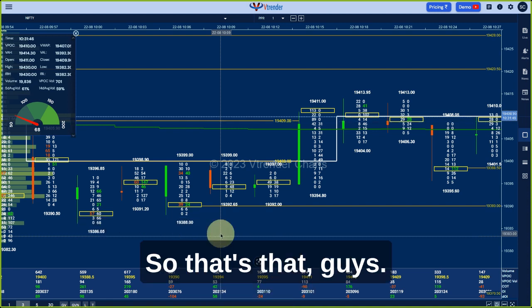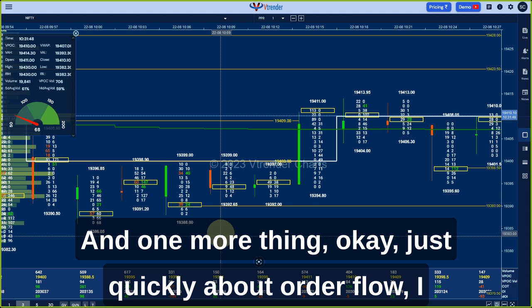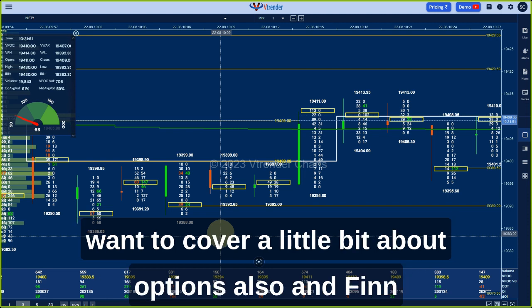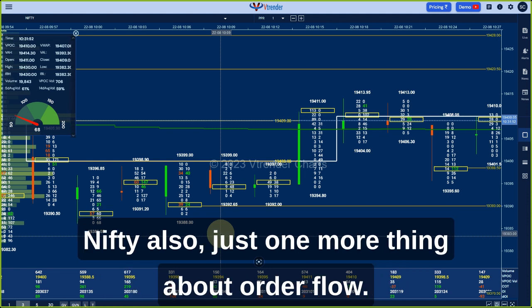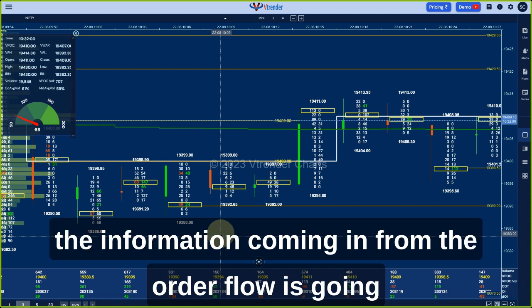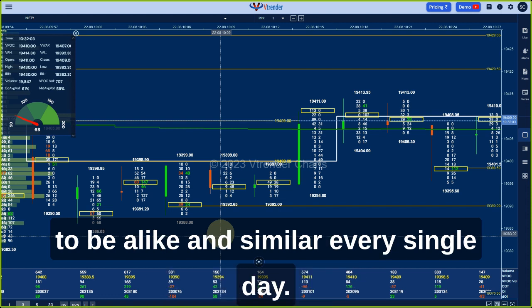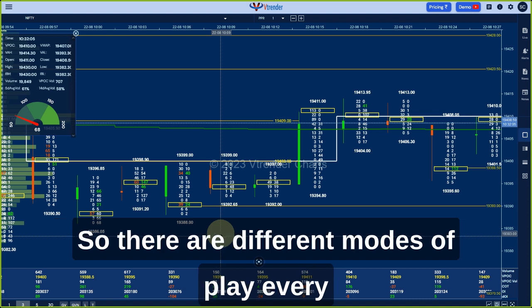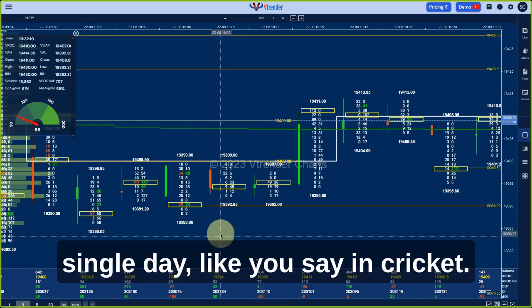So that's that, guys. And one more thing, just quickly, about order flow. I want to cover a little bit about options also and Fin Nifty also. Just one more thing about order flow. Whilst we are looking at the order flow chart, not all the information coming in from the order flow is going to be alike and similar every single day. So there are different modes of play every single day.